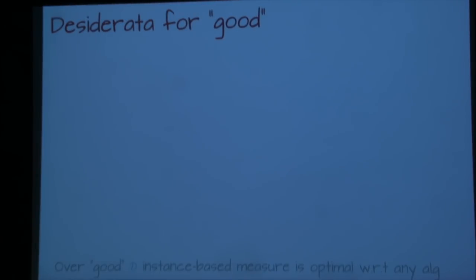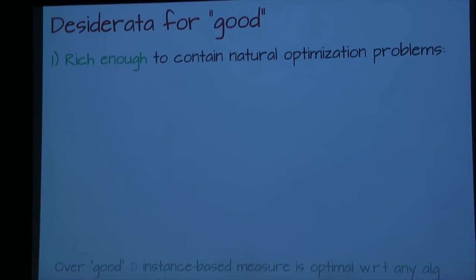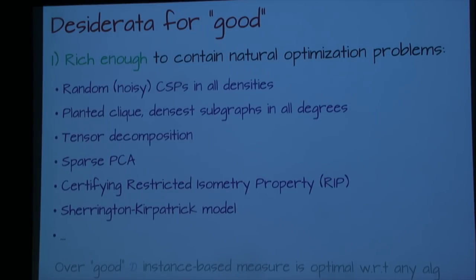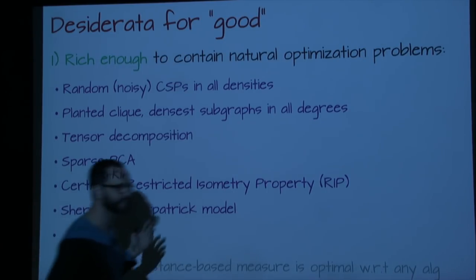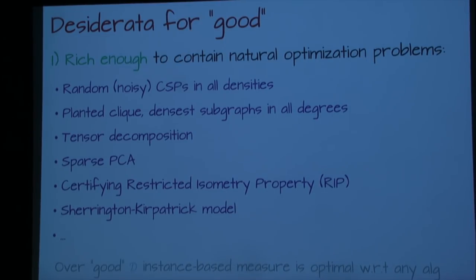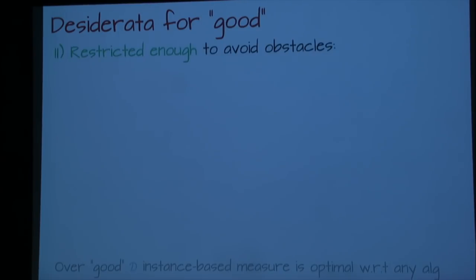So what do we want from a good distribution? One thing is we would like it to be rich enough to capture a lot of average case complexity problems that people have looked at. So, for example, you want random noisy constraint satisfaction problems in all densities, planted clique and denser subgraphs in all degrees, tensor decomposition, sparse PCA, certifying a restricted isometry property, showing all sorts of spin glass models from statistical physics, etc. So you'd like a notion of good that is rich enough to capture a large class of problems that people have looked at. But on the other hand, you want it to be restricted enough to avoid certain obstacles.